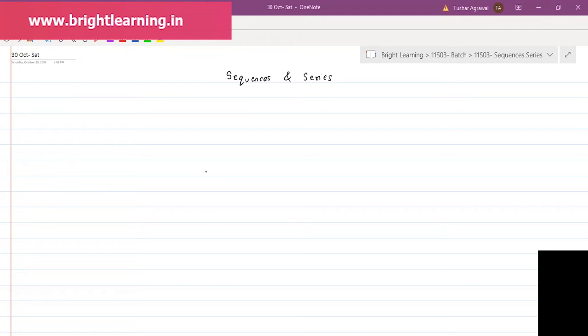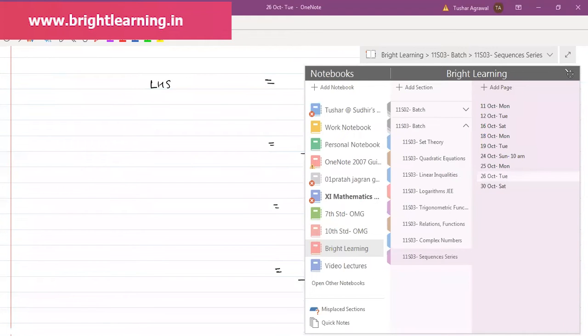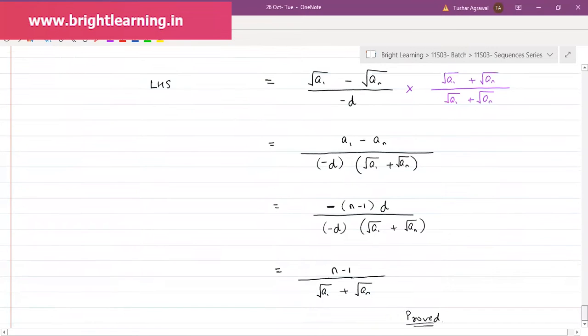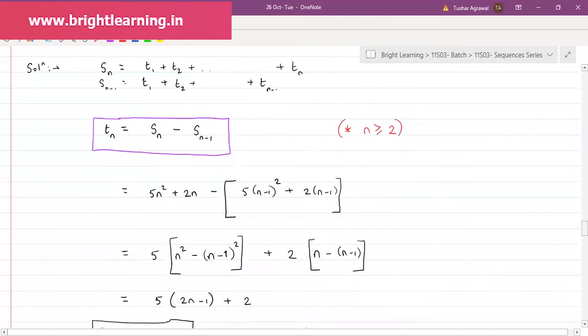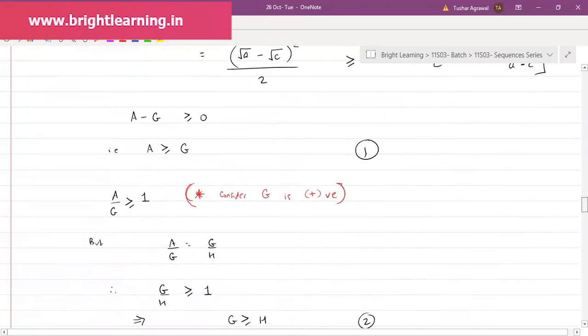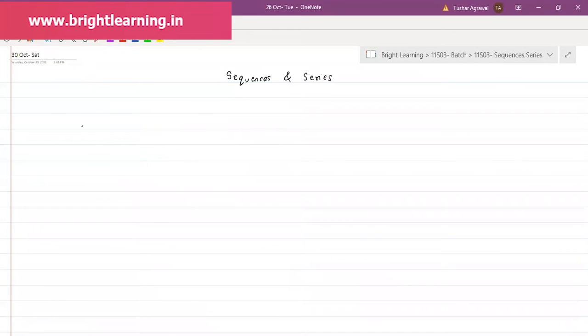Okay, so today the last part remaining in this chapter is arithmetico-geometric series, which is a combination of arithmetic progression and geometric progression. After that, we will also do some applications of the inequality AM greater than GM greater than HM. Arithmetic mean is always greater than or equal to geometric mean, which is always greater than or equal to harmonic mean. First, let's study what the arithmetico-geometric series is.